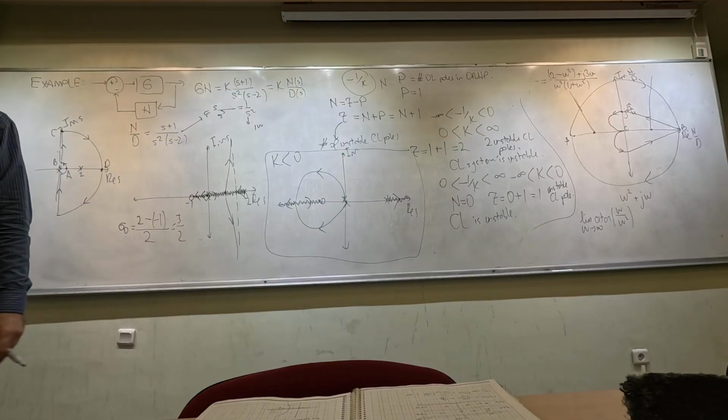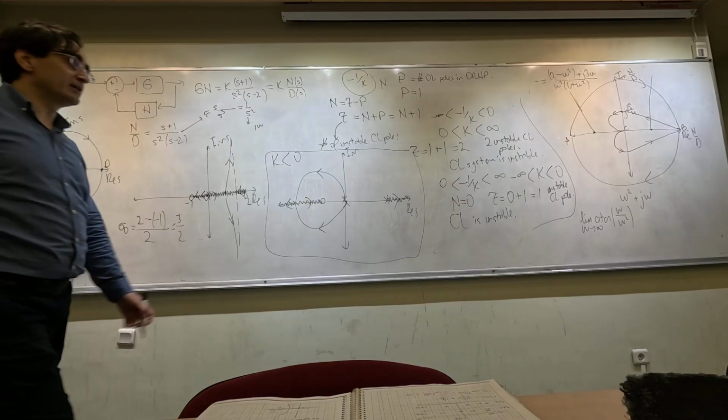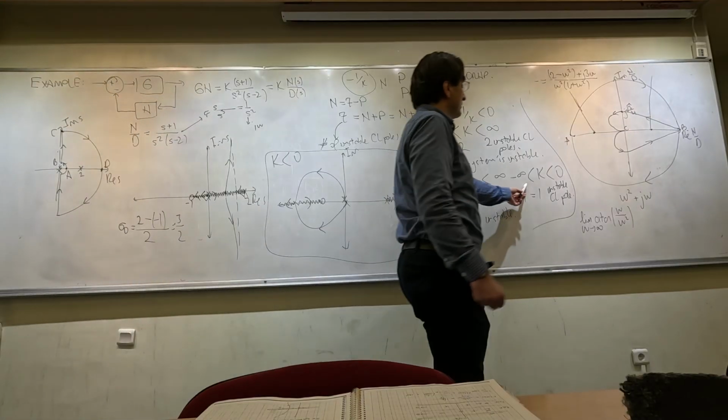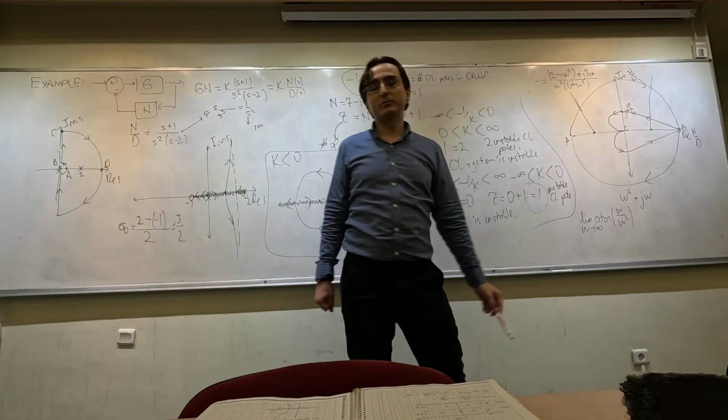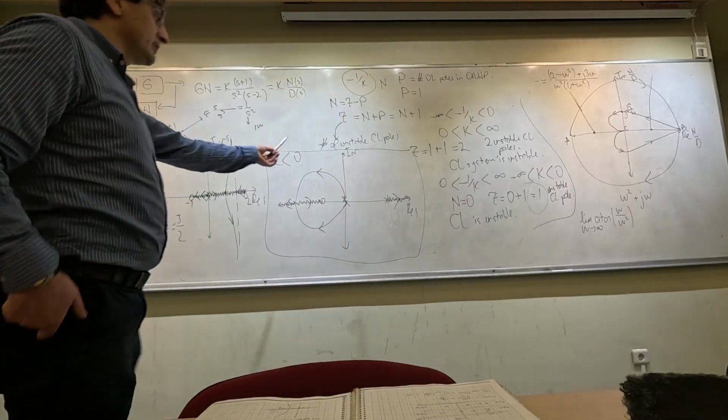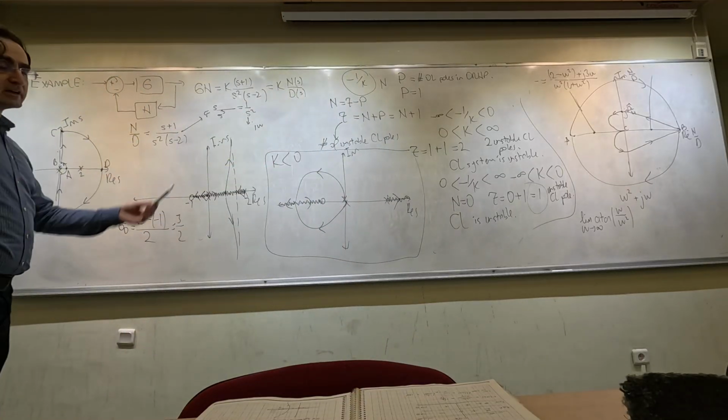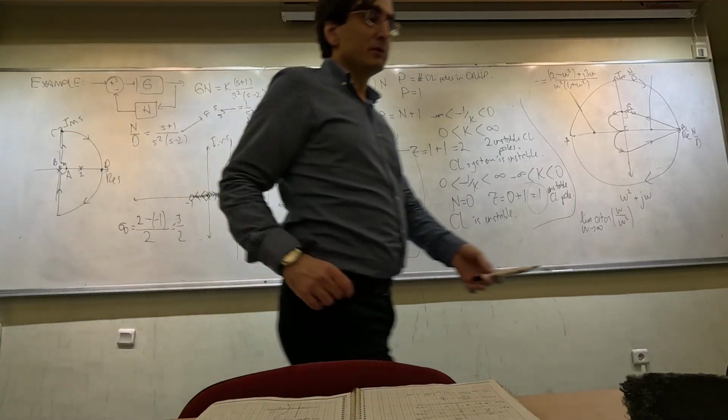How many closed loop poles are there for negative k values in the right half plane? One. So that is what we are finding. That number is this. We see that for negative k values, we have instability as well.